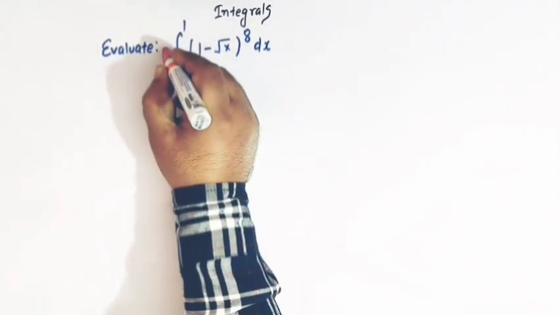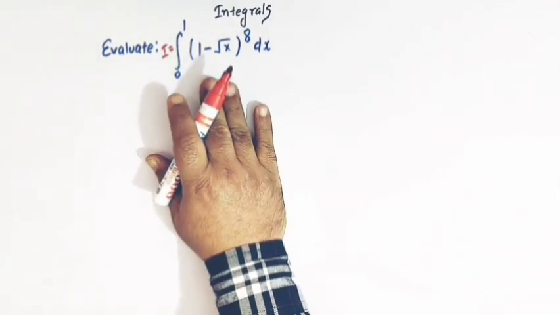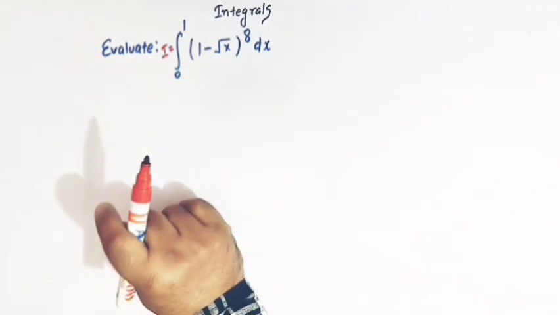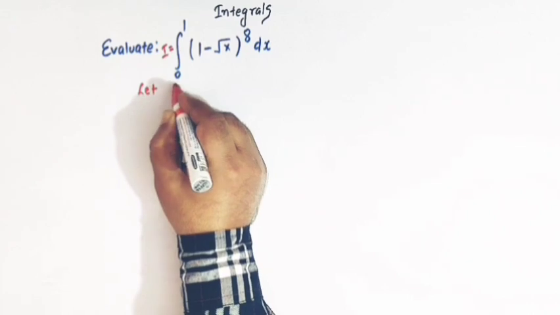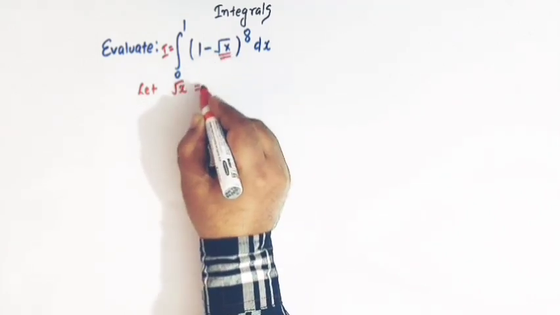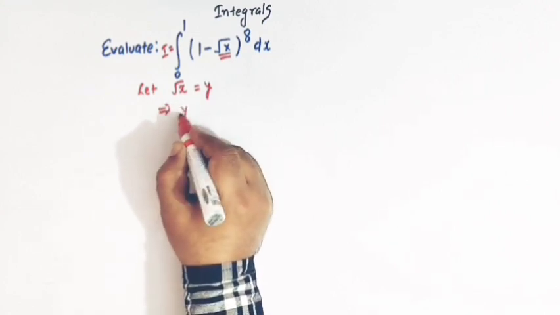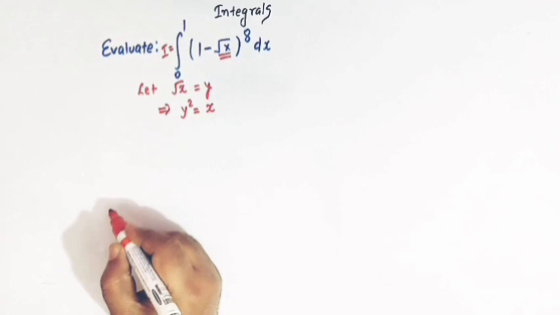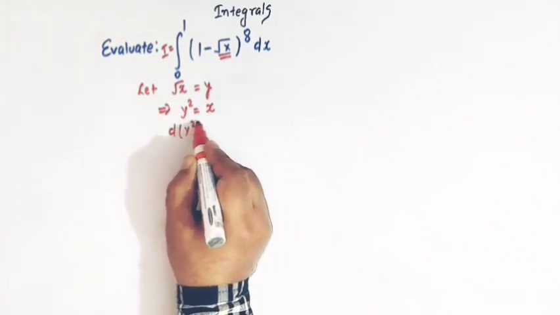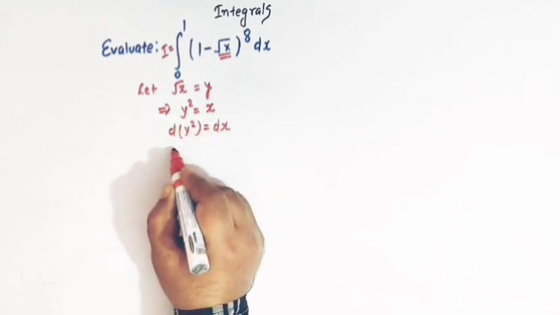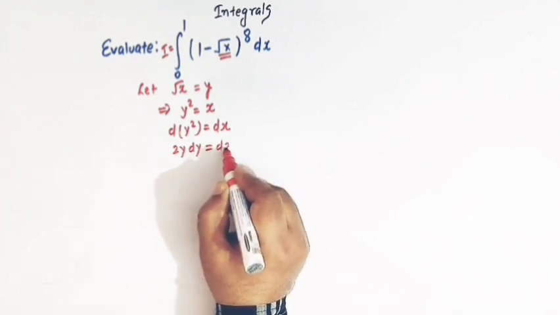Let us call this integral I. Here we will make use of the method of substitution. Let us substitute square root of x as y. So y squared is equal to x. Let us differentiate both sides. So d of y squared is equal to dx, so we have 2y dy is equal to dx.